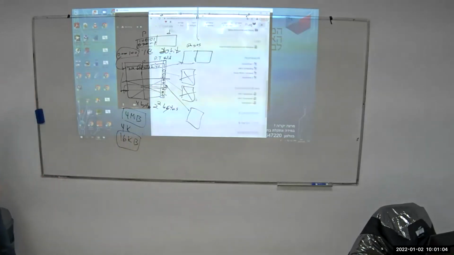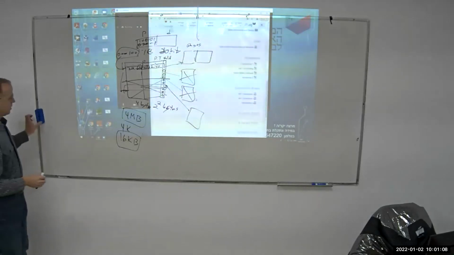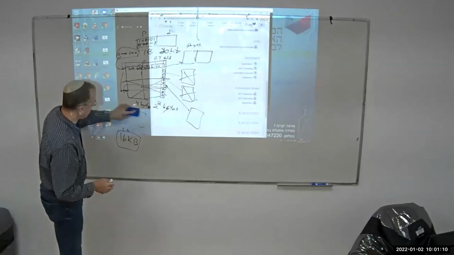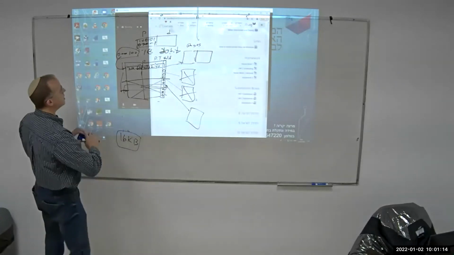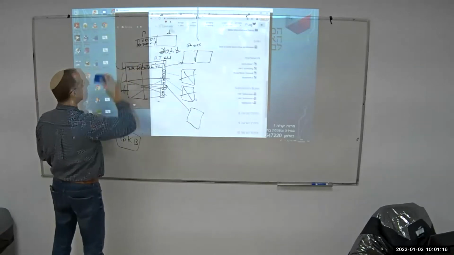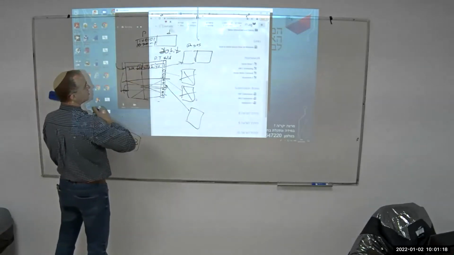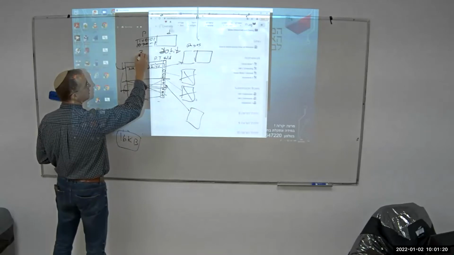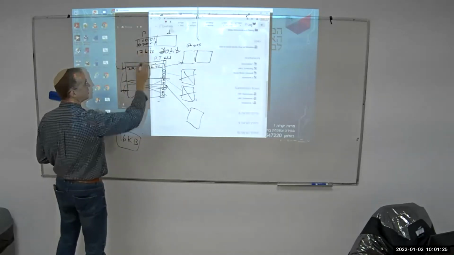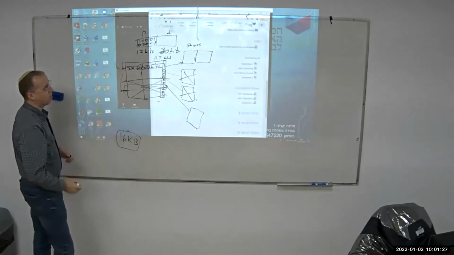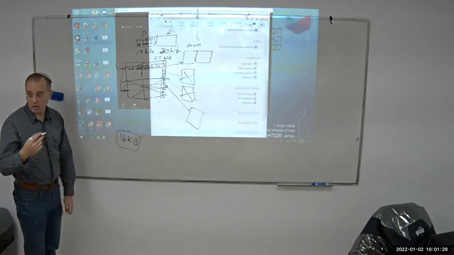Somebody want me to repeat how I got to 16 kilobytes? It's 4 megabytes times 4 kilobytes. No, forget the 4 megabytes. That was the old calculation. Because if this is 20, then this must be 12. It's 32 bits. This is 12 bits. What is 12 bits? 12 bits means how many rows I have. I have 2 to the 12th rows.